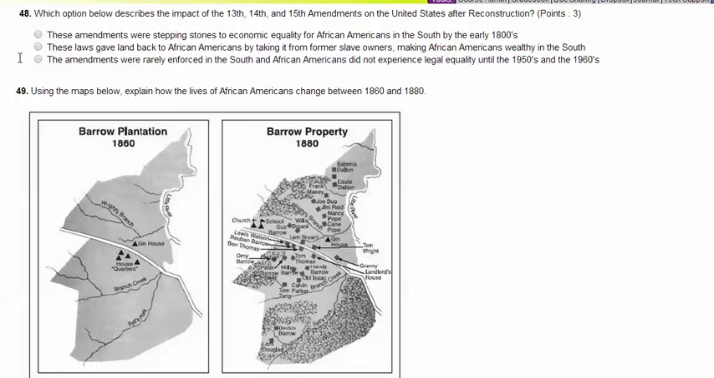Question 48. Which option below describes the impact of the 13th, 14th, and 15th Amendments on the United States after Reconstruction? These amendments were stepping stones to economic equality for African Americans in the South by the early 1800s. These laws gave land back to African Americans by taking it from former slave owners, making African Americans wealthy in the South. Or the amendments were rarely enforced in the South, and African Americans did not experience legal equality until the 1950s and 1960s.